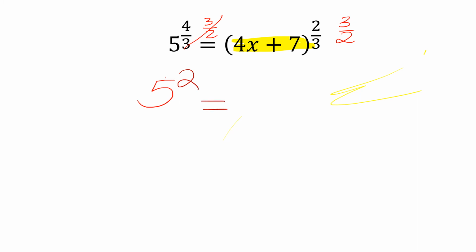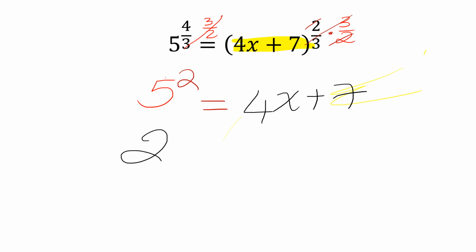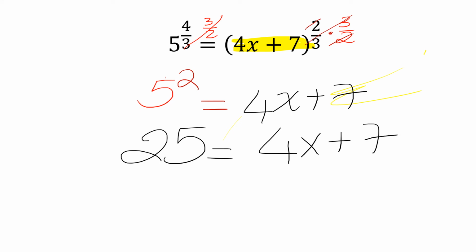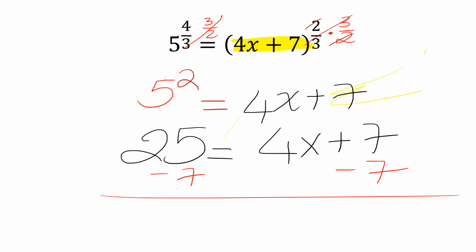equals, on the right side, because we already multiplied by the reciprocal, everything will be equal to 1. This cancels out. So we're going to have 4x plus 7. Now all we have to do is rewrite the 5 to the power of 2, which is 25, equals 4x plus 7. Subtract 7 from both sides. We're going to have 18 equals 4x.